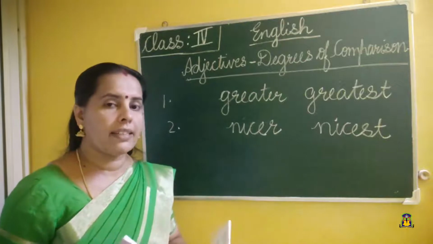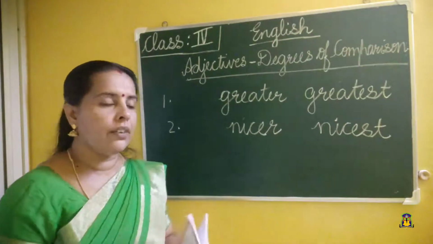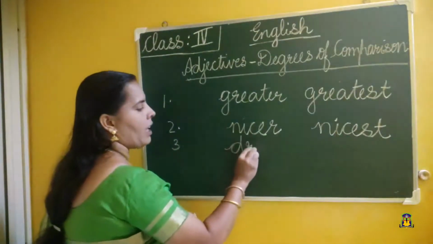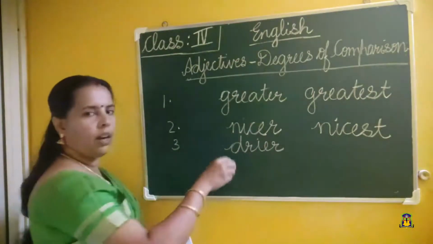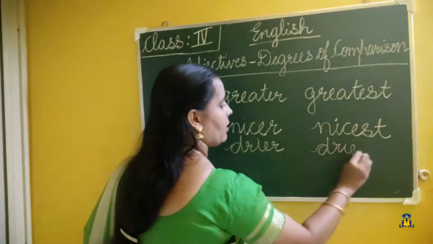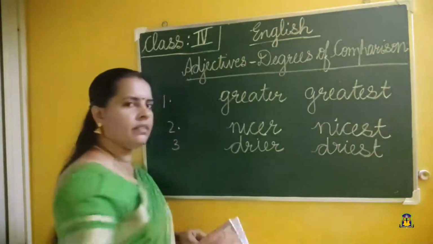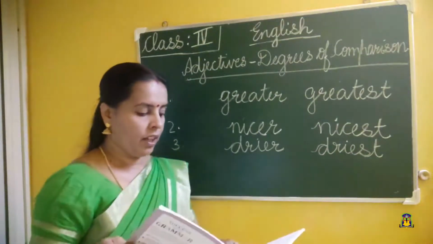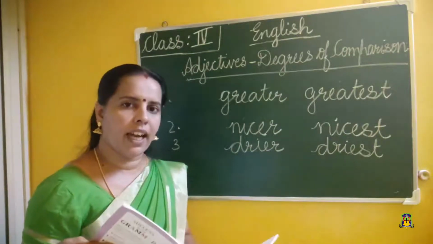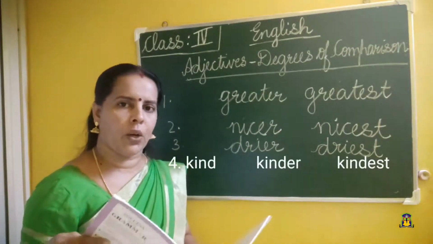Dry. The word ends in Y. Dry. So it will change to D-R-I-E-R. Dryer. Y will change to I. Driest. Okay. Now the fourth one. Kind. Kinder. Kindest. Very good.